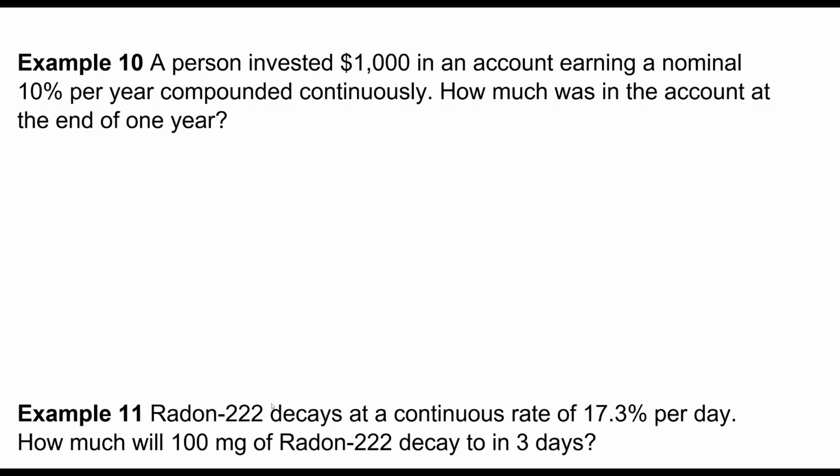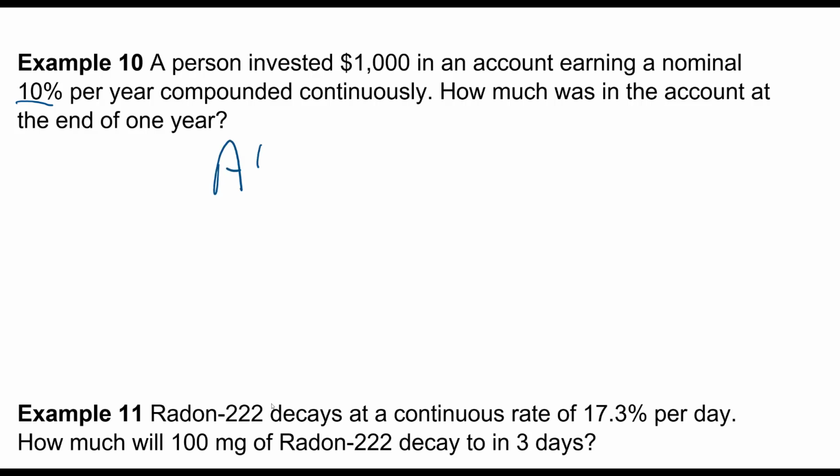So, example 10. A person invested $1,000 in an account earning a nominal 10%. That's a great rate. 10% per year compounded continuously. How much was in the account at the end of 1 year?